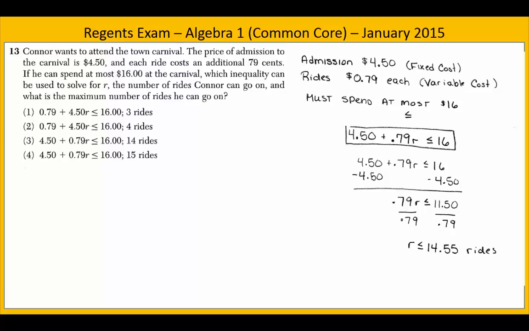Now, we solve that inequality and we find that r is less than or equal to 14.55 rides. How many rides can he go on? Well, he can go on 14.55 or fewer. He doesn't have enough money to go on 15 rides, so don't be tempted to round up. The most rides he can go on is 14. Look at the choices carefully, and we see that the inequality in the number of rides that we want is choice 3.